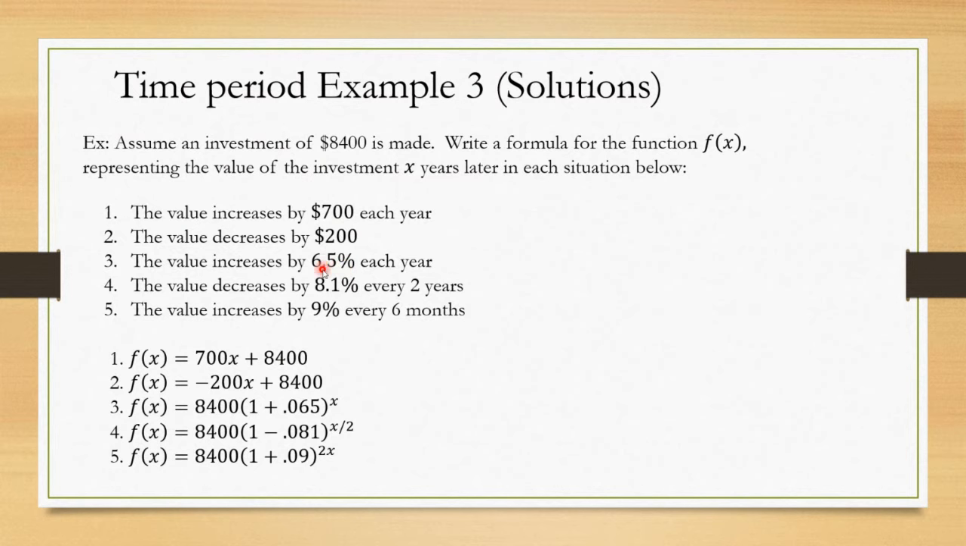Now for 3, 4, and 5, again, those are exponential. For 3, it's changing each year. The initial value is in front. Since it's increasing, it's 1 plus 0.065. Whereas here, the value is decreasing, so we're going to have 1 minus. But since it's every 2 years, again, we have to divide by 2, X years later.